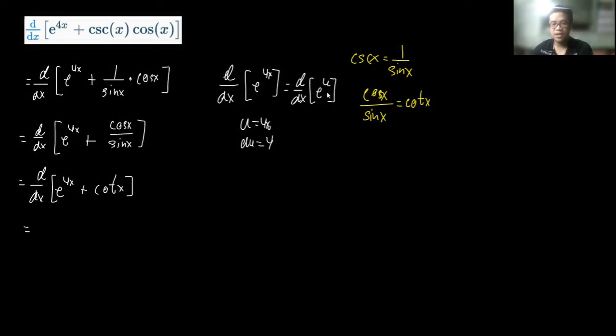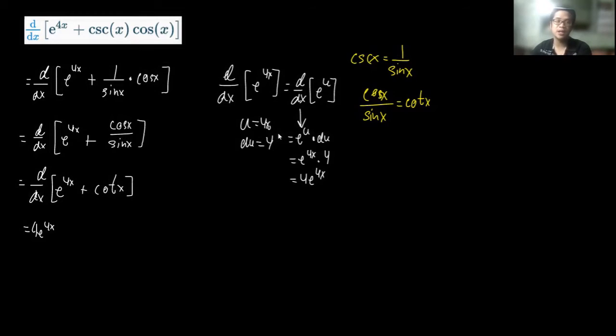So the derivative of e raised to u is e raised to u, the same, but don't forget the partner of it, du. So you have e raised to 4x times the du, 4. Therefore, you have 4 times e raised to 4x. So yes, what I just did here is algebraic substitution.